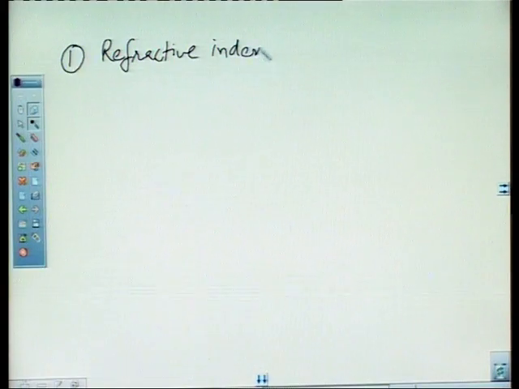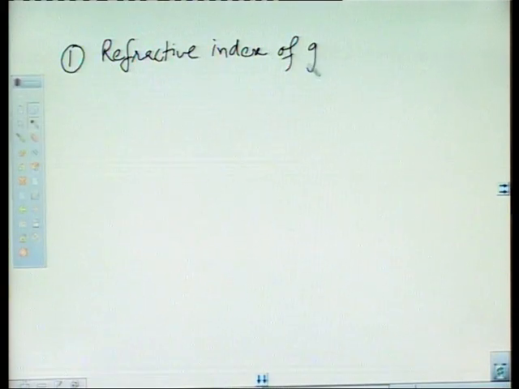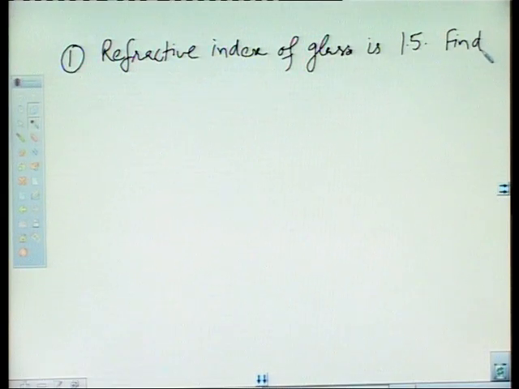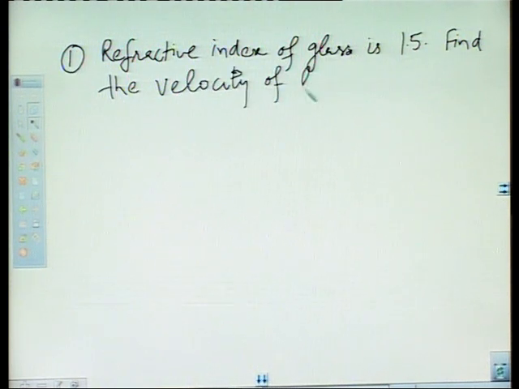First numerical is on refractive index. Let the refractive index of glass be 1.5. Find the velocity of light in glass.